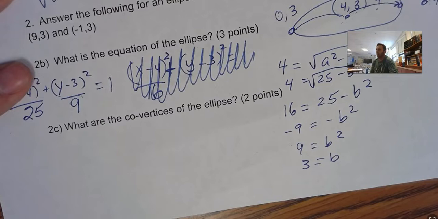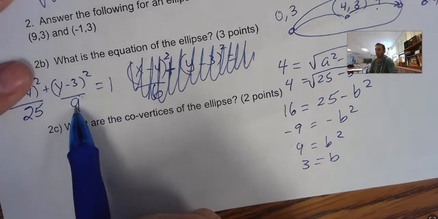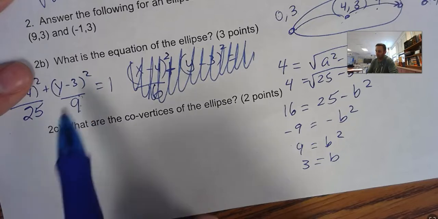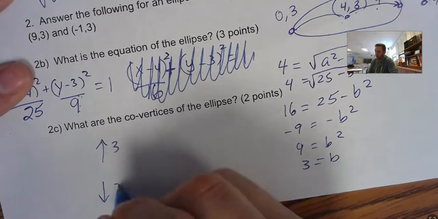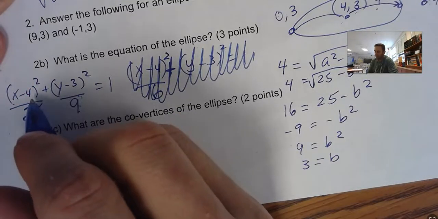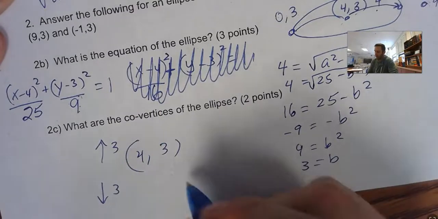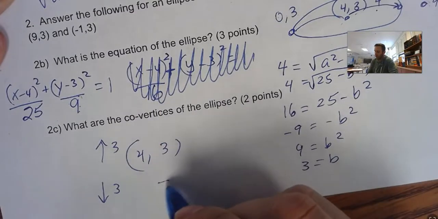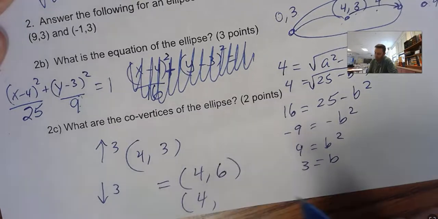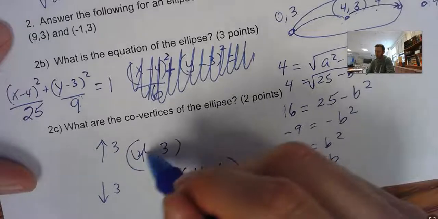Co-vertices of the ellipse, if I know that right here is the distance of my co-vertices squared, I know I'm going up and down 3, up 3 and down 3. Well, if the center of my ellipse is at 4, 3, and I'm going up 3 and down 3, that means that my co-vertices would be at 4, 6, and 4, 0. And those would be the answer to my co-vertices.